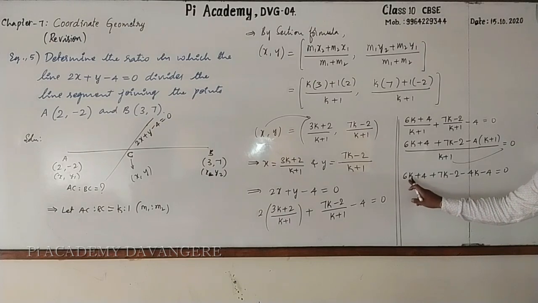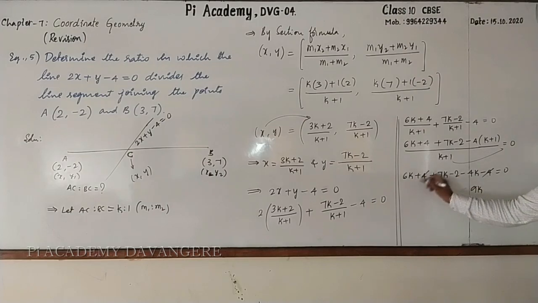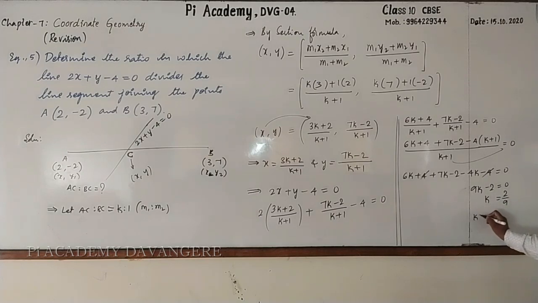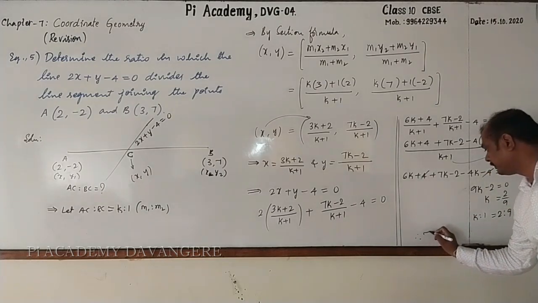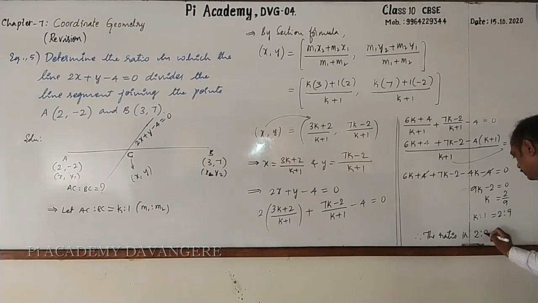Next, what is 6k + 7k? It is 13k, right? 13k - 4k is 9k. Next, 4 - 4 get cancelled, and this is -2... that is, 9k - 2 = 0, so k = 2/9. The ratio k : 1 equals 2 : 9. Therefore, the ratio is 2 : 9. Hope that you have understood.